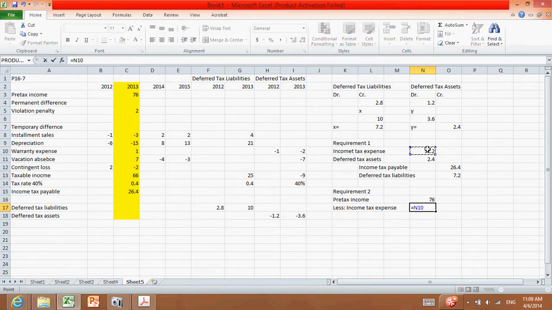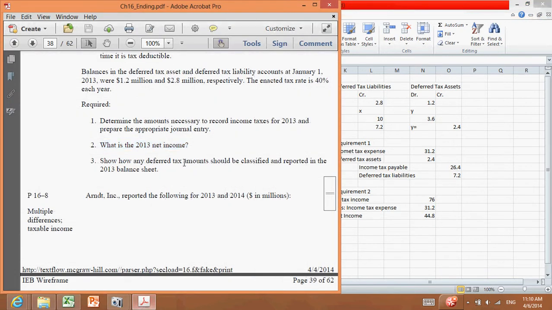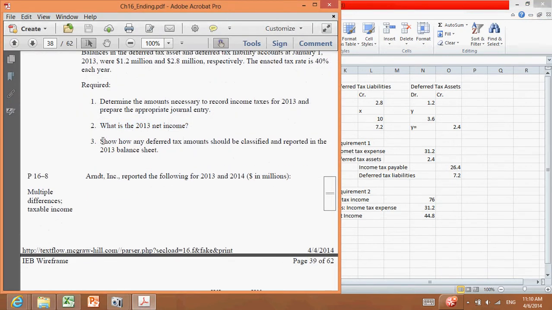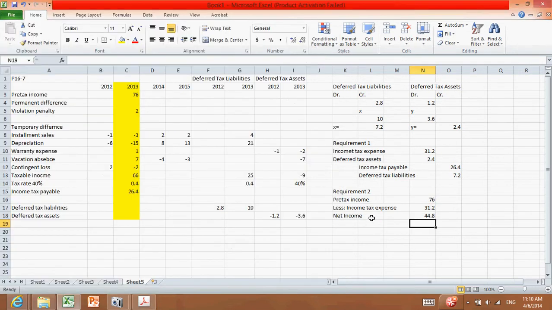Next requirement, assets. Show any deferred tax amounts on the balance sheet. They ask us to separate deferred tax liabilities and tax assets into current portion and non-current portion, and they want us to net deferred tax liabilities with deferred tax assets. So we need to go back to the table to identify which assets and liabilities are current and non-current.